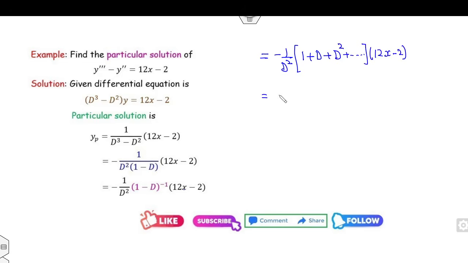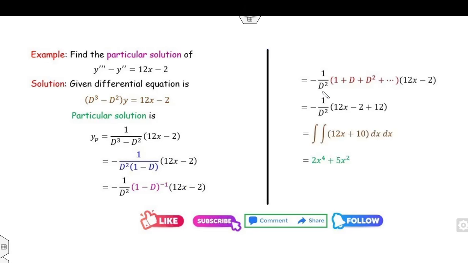Fine. Now it is minus 1 over D square. I can open that. It's 12x minus 2. Find the first derivative, and the second derivative is 0. So this number is 12x plus 10.